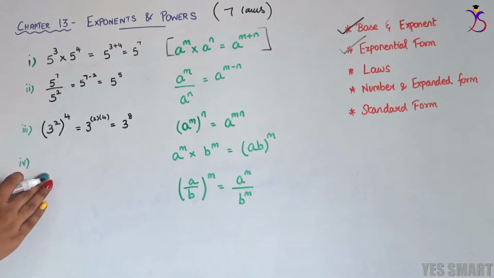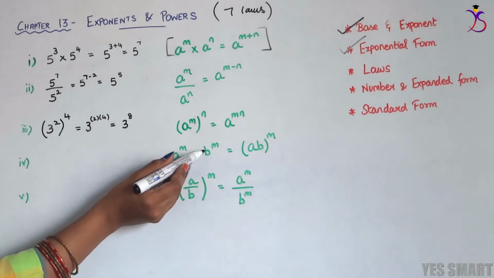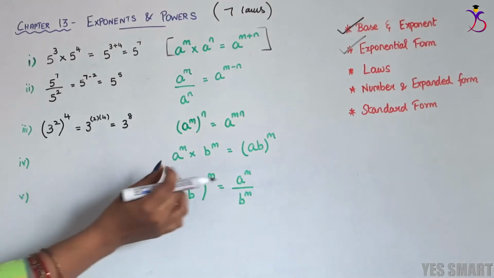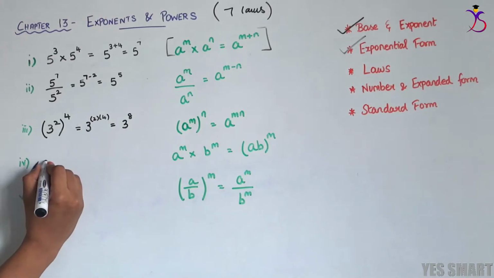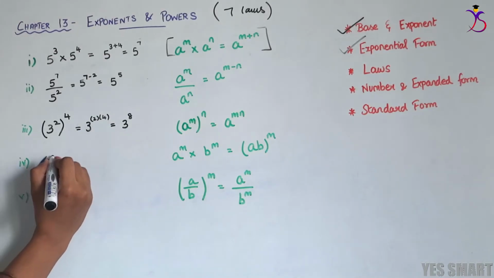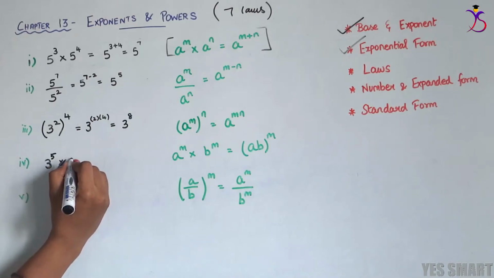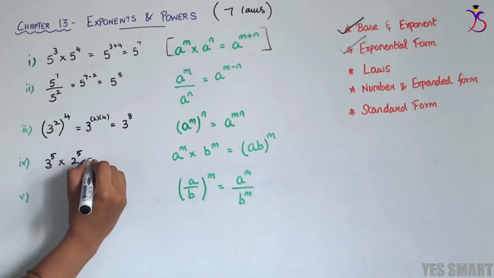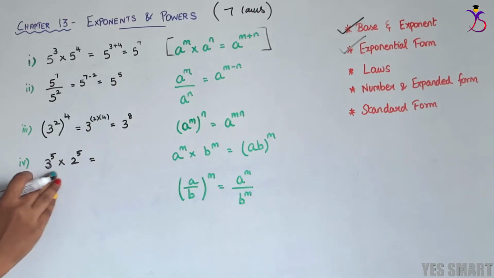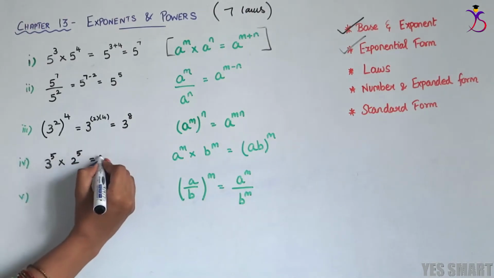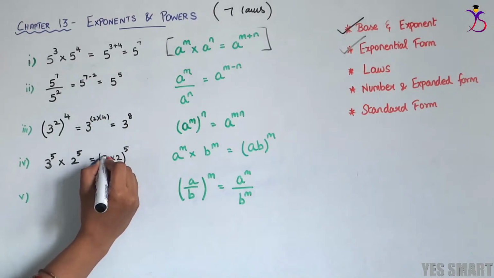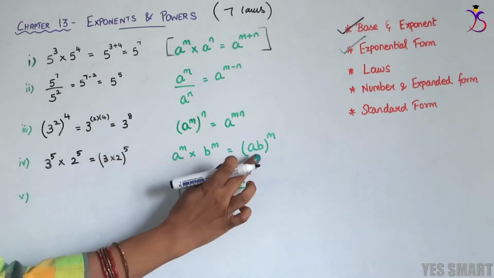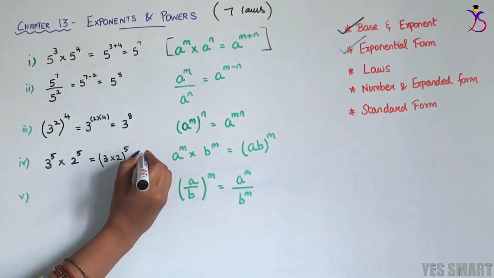Now moving on to the fourth law, which is when we have different bases but the same power. In this case, we can multiply the bases: a power m into b power m equals (ab) the whole power m. For example, 3 to the power of 5 into 2 to the power of 5. Here we have different bases but the same power. Therefore, I am just multiplying the bases and we can write a common power, that is (3 into 2) the whole power 5, which is equal to 3 twos are 6. 6 power 5 is the answer.